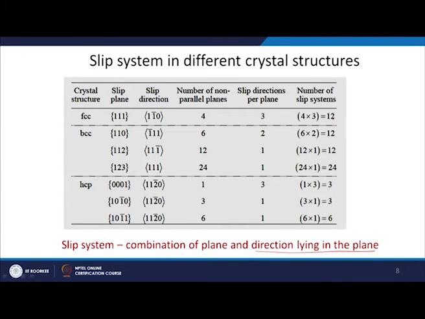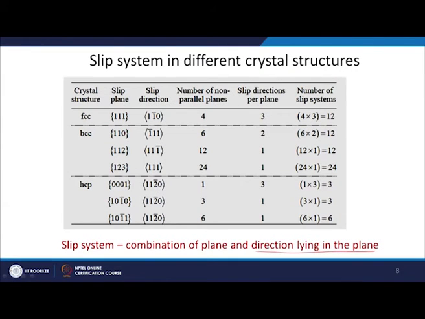In BCC, of course, none of the planes are close pack planes. Okay. So, there is only the closest to close pack arrangement, that is what you see. So, the closest to close pack arrangement you get in these 3 types of plane, 110, 112 and 123, and these are the close pack directions. But direction is, of course, a close pack direction is available. Okay. So, the number of non-parallel planes for this type is given, and then the slip directions per plane are also given. So, total 48 systems are there in BCC, okay, whereas in FCC there are only 12.